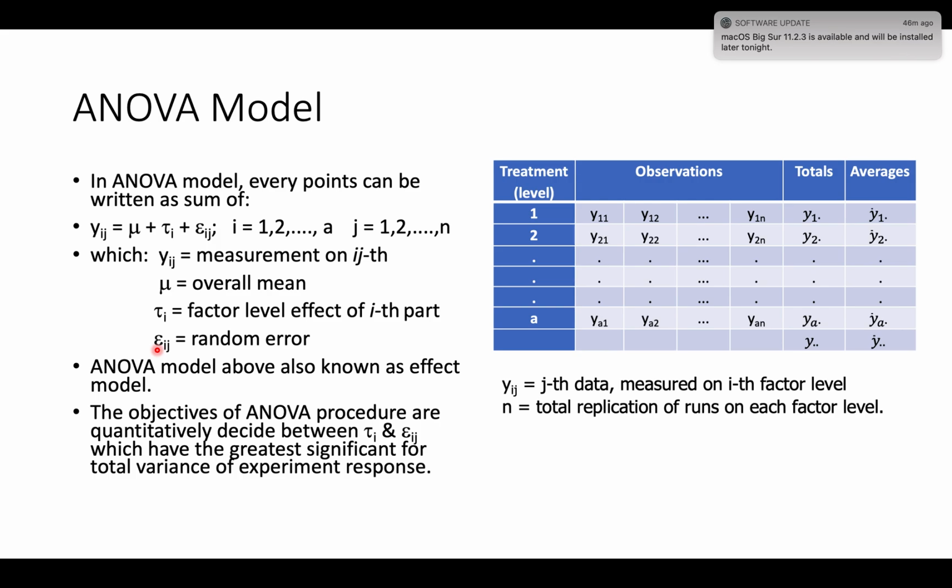In the ANOVA model, we will compare quantitatively the tau i and the epsilon ij. Which one has the greatest significance to the total variance of the experiment? If tau i has greater significance than epsilon ij, that means the experimental factor significantly affects the response, and vice versa.